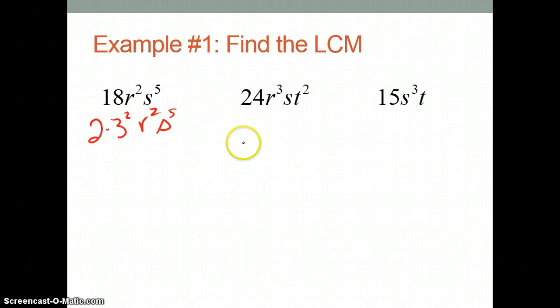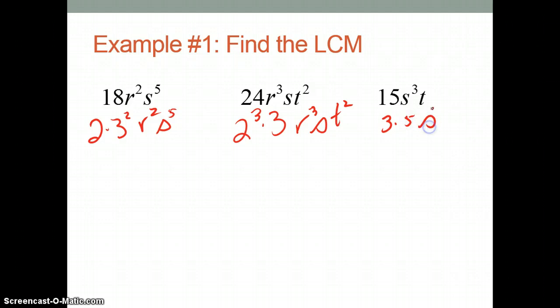I think the numbers are the most difficult part of this. So when I factor 24, I get 2 to the 3rd times 3. And then I keep my variables. And then when I factor 15, I have 3 times 5. And I keep my variables. So at this point, I look at each variable or each number and see the maximum number of times it occurs. So 2, it occurs once here, 3 times here, and none here.